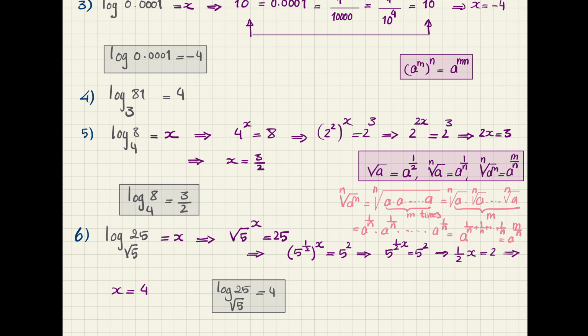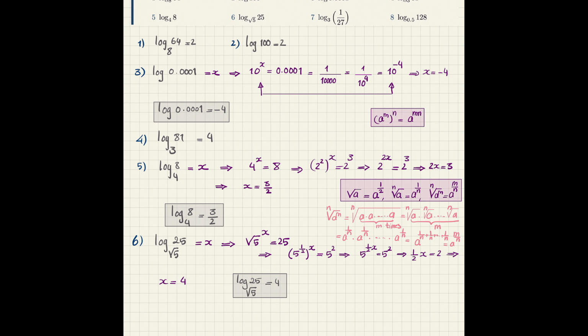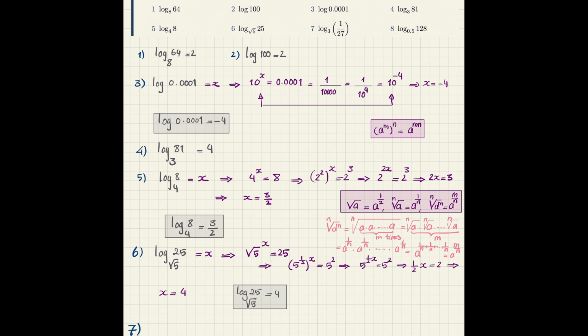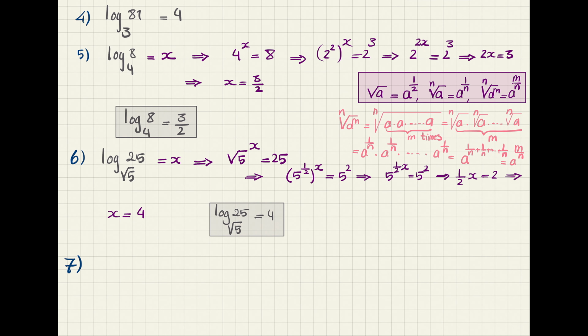Okay, so now let us go to number 7. Yes, so let me manage somehow that I can solve both of them here. Number 7. So number 7 is the log of 1 over 27 in base 3. I think some of you still can guess, but if you can't, don't worry.